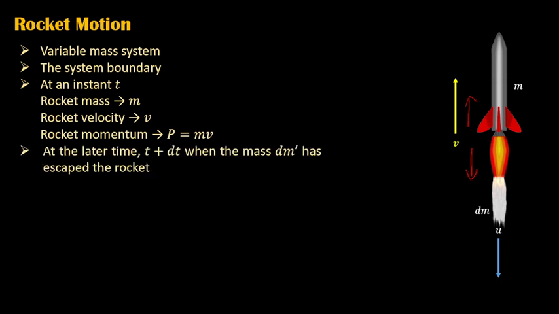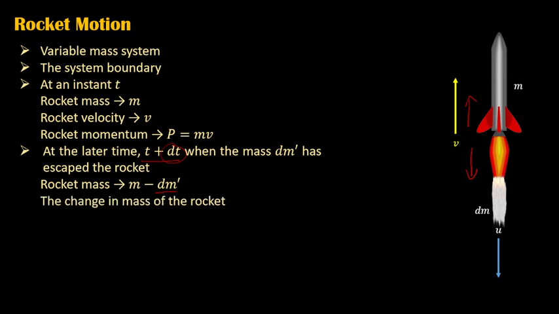After the time dt, at a later moment t plus dt, the mass dm dash of hot gases leaves the rocket. The mass dm dash of hot gases leaves the rocket over the time interval dt, and therefore at a later time t plus dt, our rocket is a little bit lighter and has a mass m minus dm dash, because the mass dm dash of hot gases has left the rocket system. The mass dm dash is called exhaust mass.